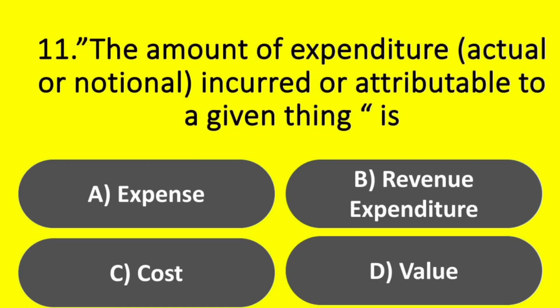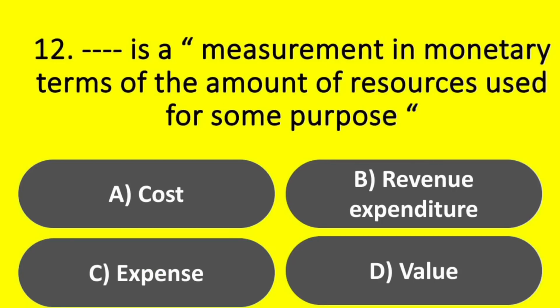Question. The amount of expenditure, actual or notional, incurred or attributable to a given thing is option A, Expense; option B, Revenue expenditure; option C, Cost; option D, Value. Answer: option C, Cost. Dash is a measurement in monetary terms of the amount of resources used for some purpose. Options A, Cost; option B, Revenue expenditure; option C, Expense; option D, Value. Answer: option A, Cost.